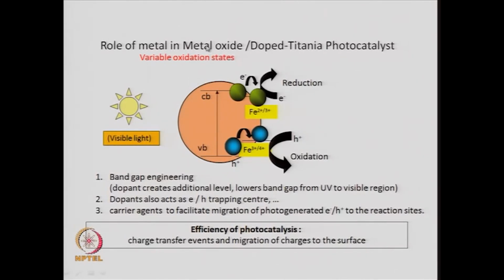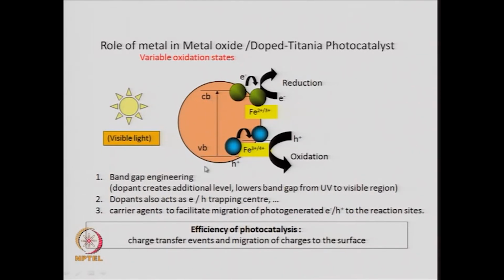So, if you choose a metal oxide which can show variable oxidation states and dope it with titania TiO2, then it can be a very good photocatalyst in the visible range. So, how does that happen? You have again the large sphere showing you the TiO2 particle and the band gap of TiO2.